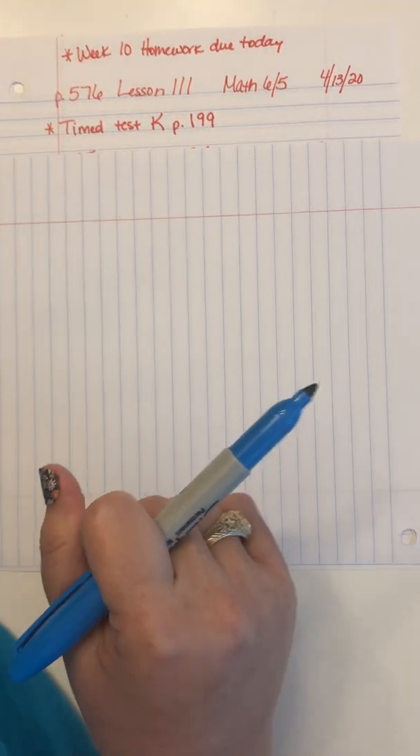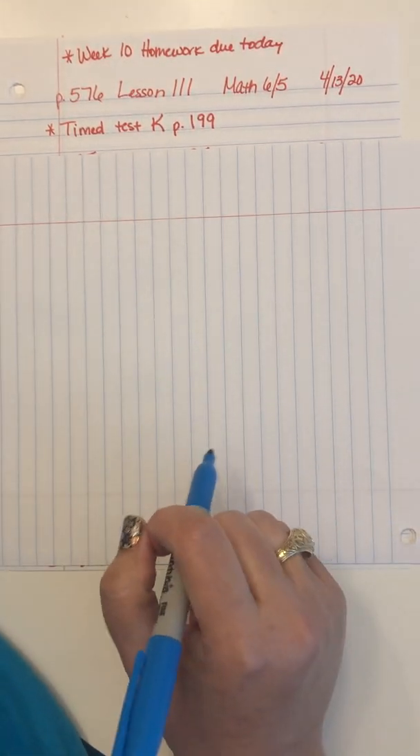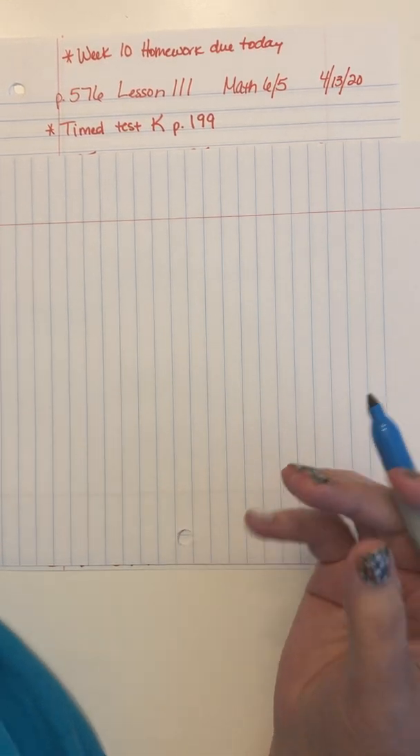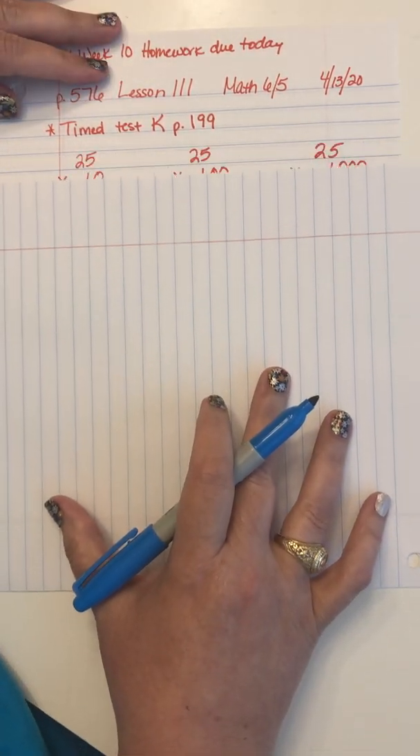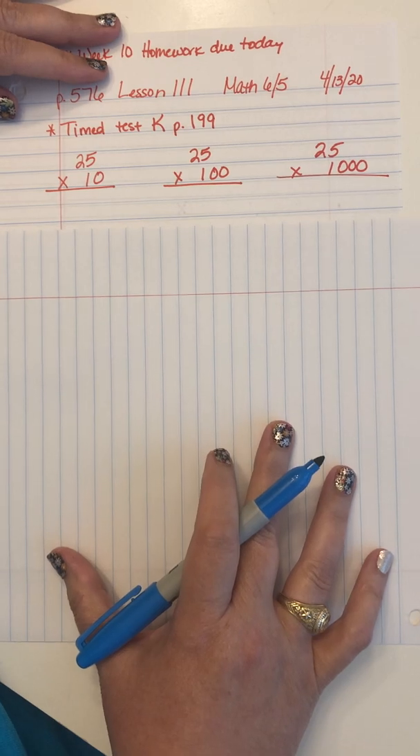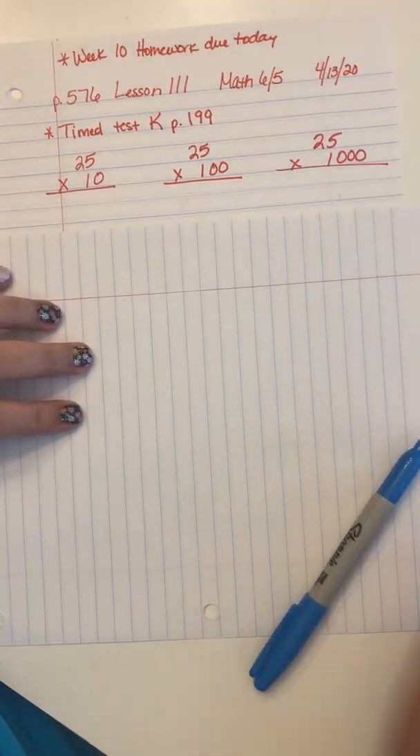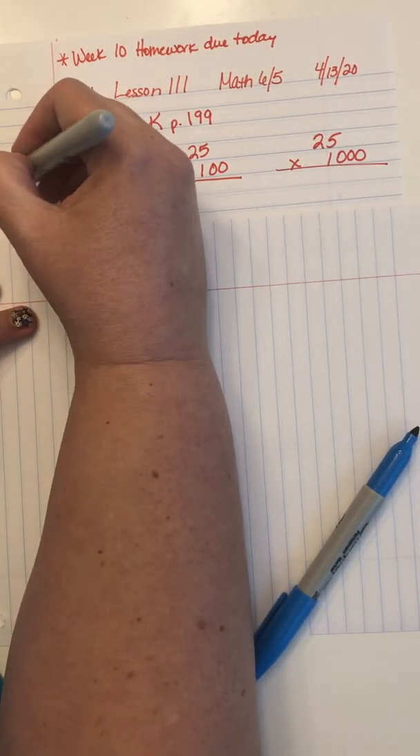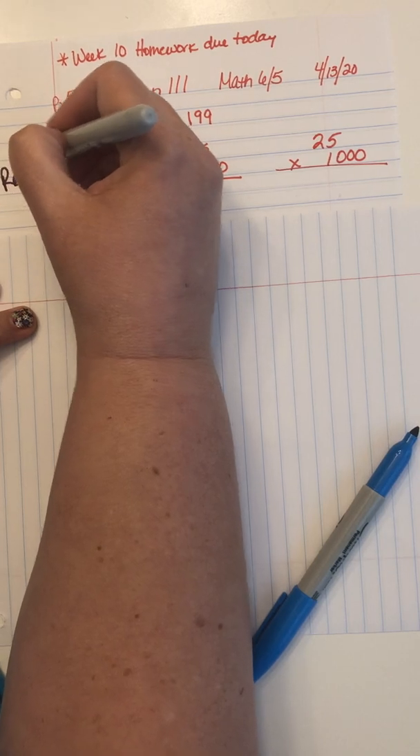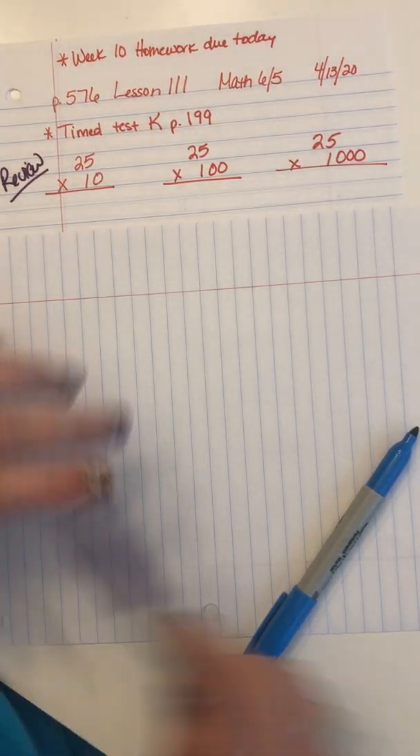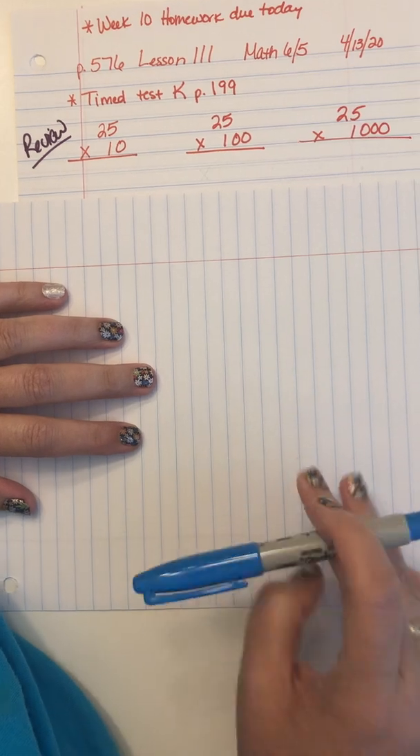So this lesson is about multiplying decimal numbers by 10, 100, and 1,000. To start off, we're going to review a little bit. I'll write review out to the side of this. This is review right here.